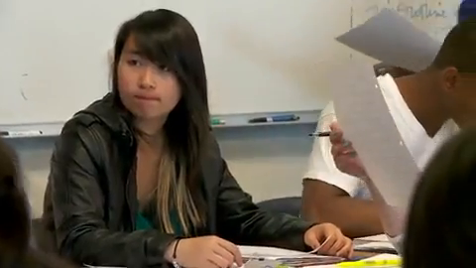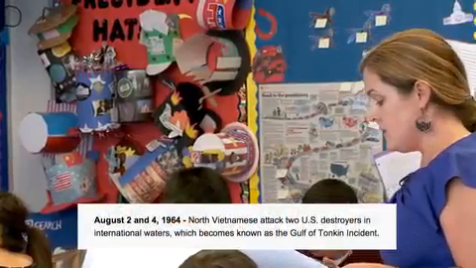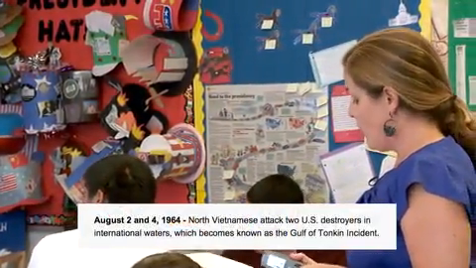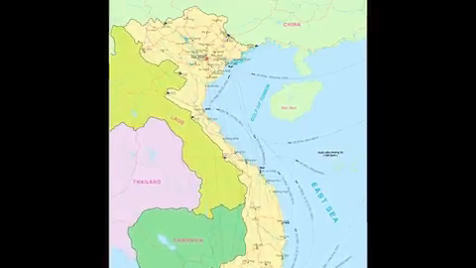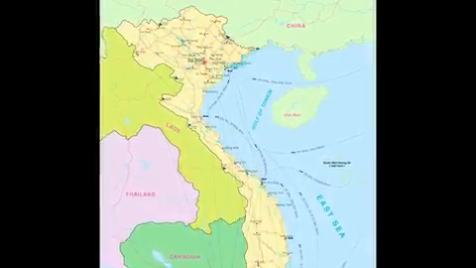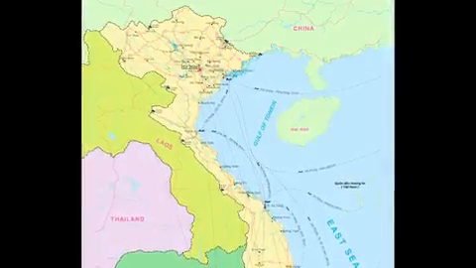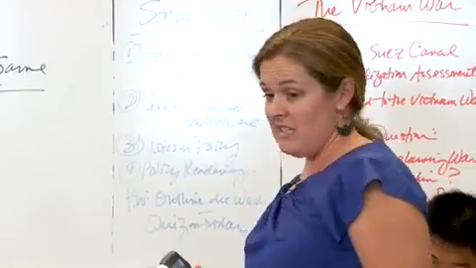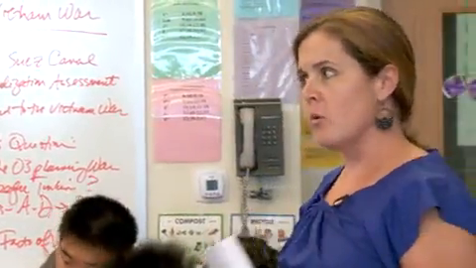So what happens at the Gulf of Tonkin incident? You notice on your timeline it shows both August 2nd and 4th of 1964. North Vietnamese attacked 2 U.S. destroyers in international waters, which became known as the Gulf of Tonkin. And I'll show you that on the map. So what's happening there that something is destroyed? Well, there is a U.S. ship there, the U.S. Maddox, and it was a destroyer. And it was basically using electronic spying techniques. And they were trying to figure out what's going on.